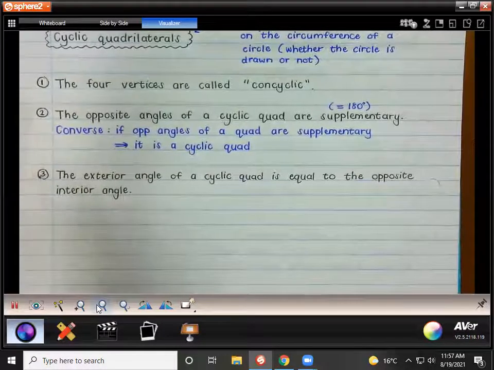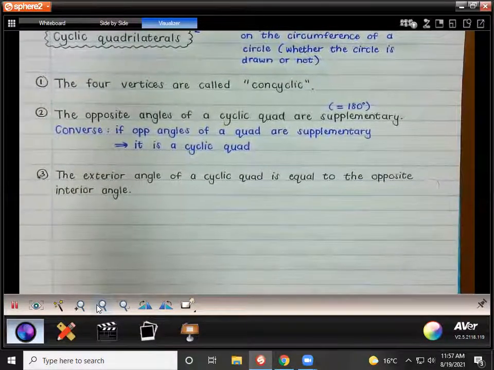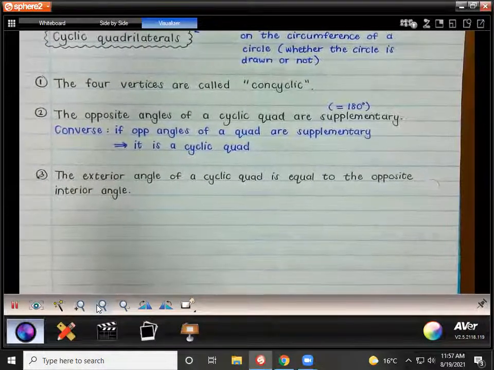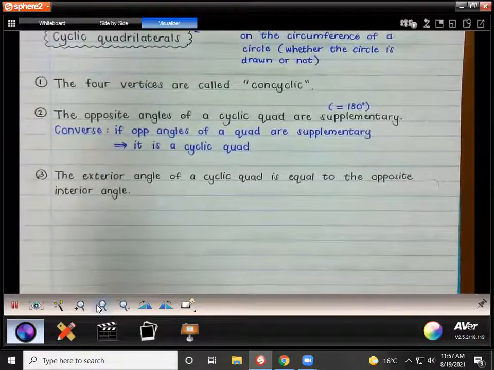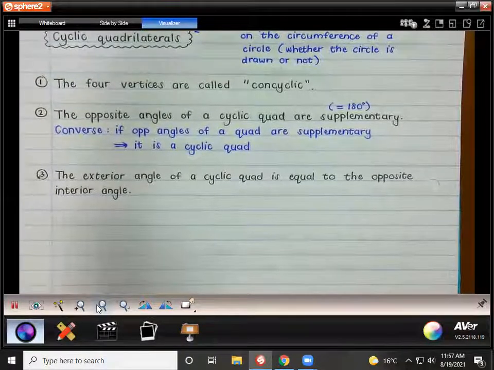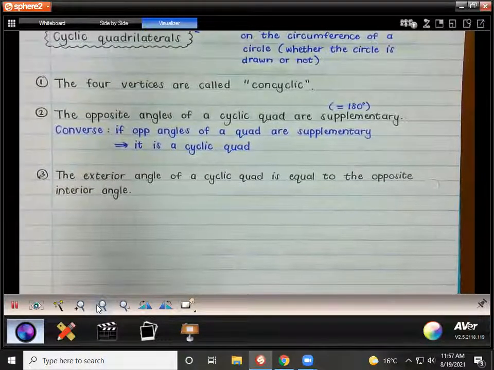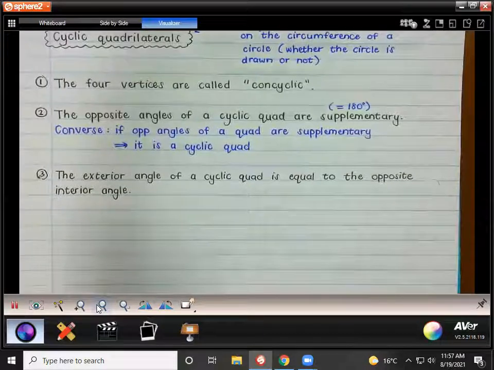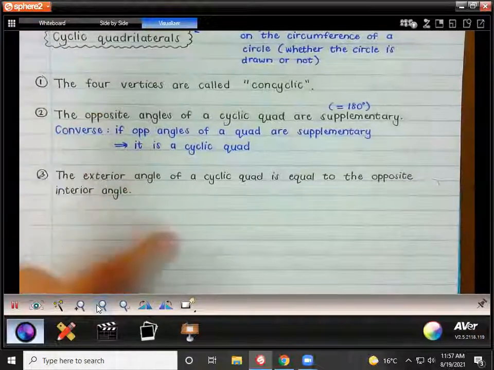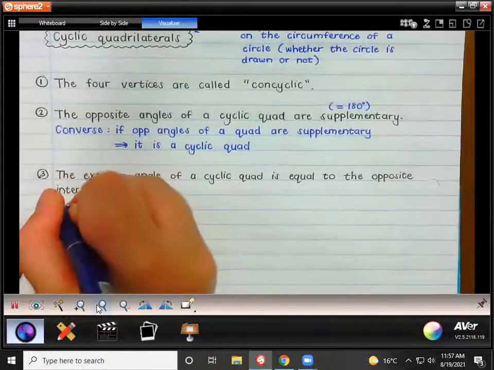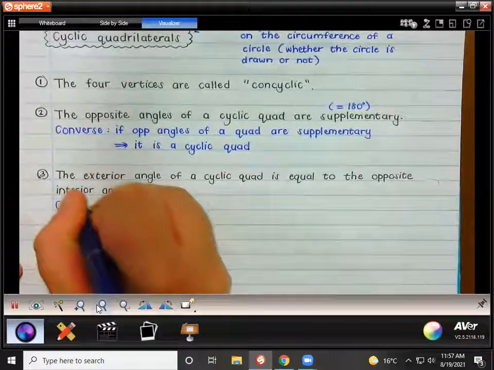Then we can swap that around as well into the converse. If you have just a quad that's not necessarily drawn with the circle going through the points, if the exterior angle is equal to the opposite interior angle, then it is a cyclic quad. We're going to practice these converses separately, so don't worry about it for now. I just want us to have it written down.